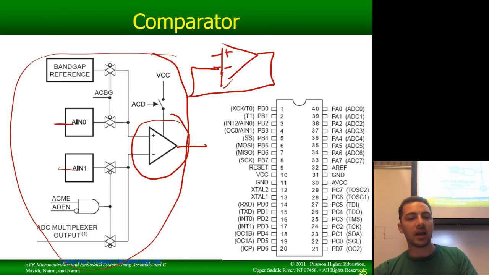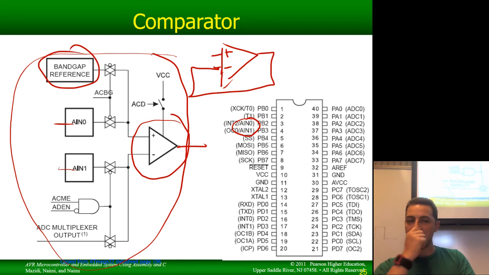There are two analog pins. There they are right there, AN0, AN1. So you can have some analog comparison, or alternatively, you can compare it to the band gap reference. Let's just skip that for now. It is a source of input capture. The more common source of input capture for us is the input capture pin.